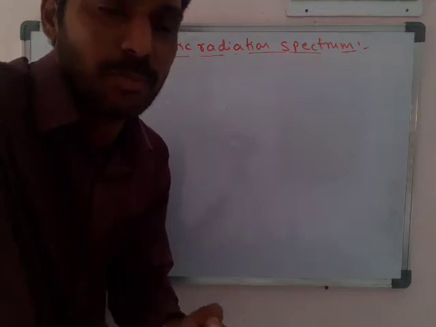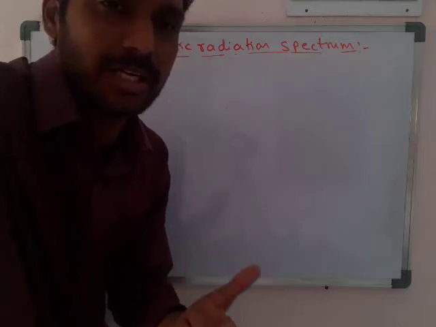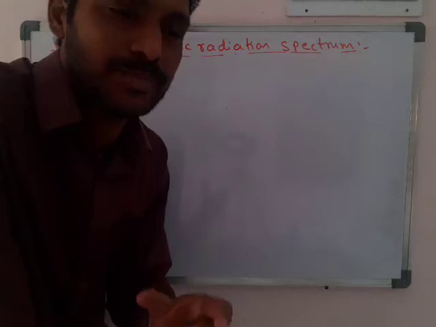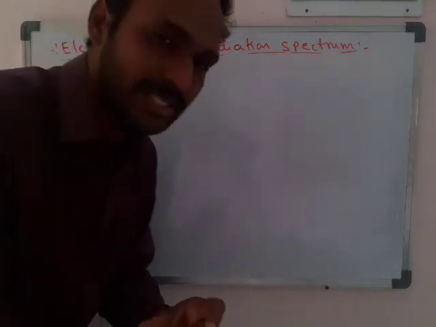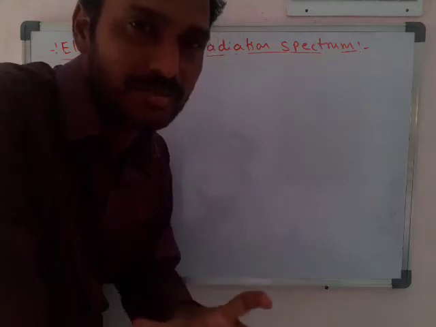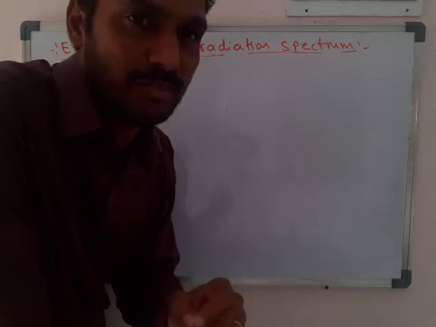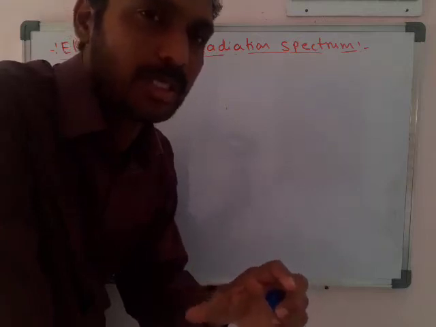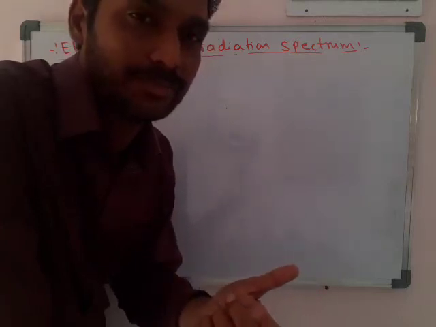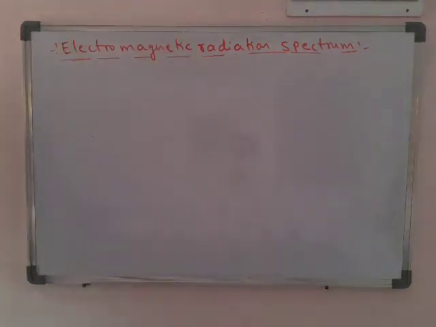All other properties of waves differ: they differ in their wavelength, their wave number, and their frequency. If all the electromagnetic radiations are arranged in the increasing order of their wavelength, that arrangement, a picture of the different wavelengths, is known as the electromagnetic radiation spectrum.